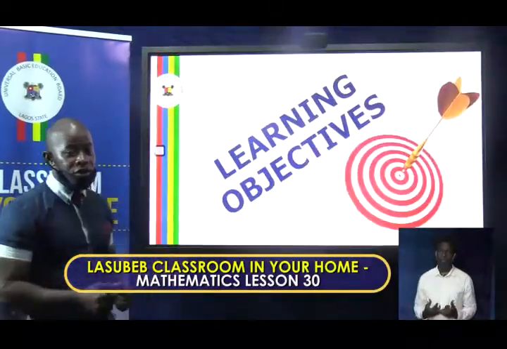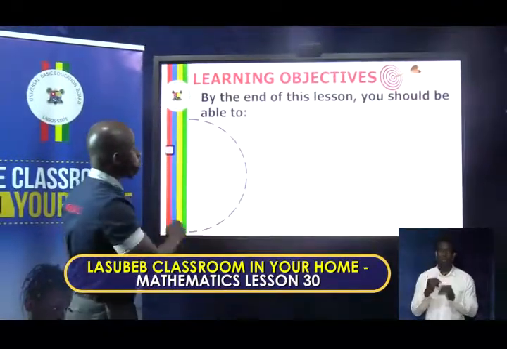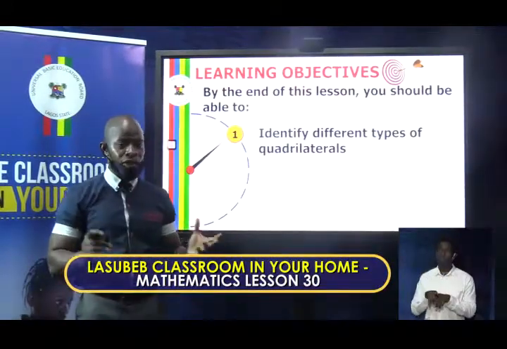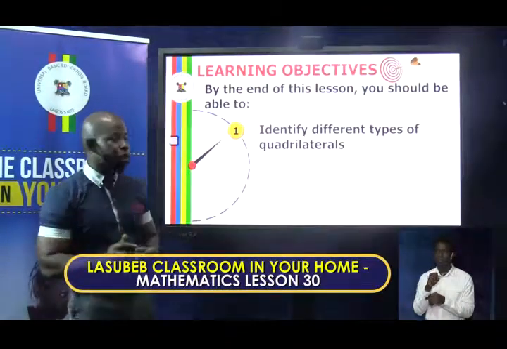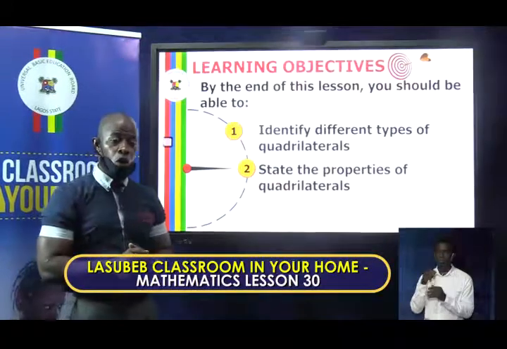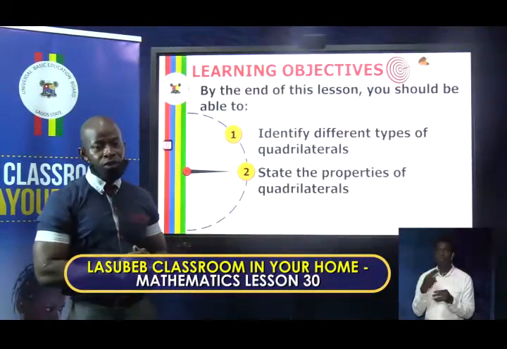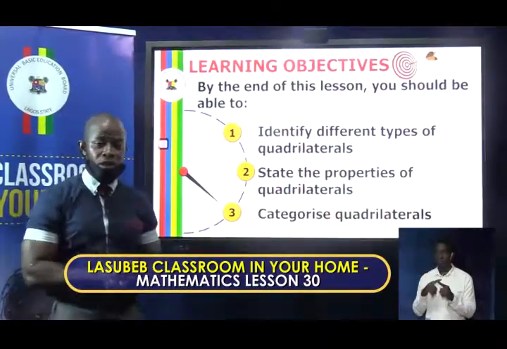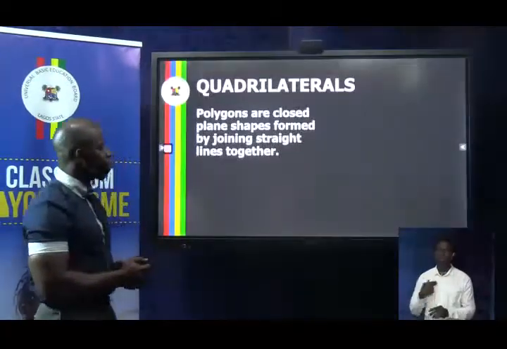Now we look at the learning objectives. By the end of this lesson, you should be able to identify different types of quadrilaterals. You should be able to see them and recognize that this is this, and that one is that. You should also be able to state the properties of each quadrilateral. If you name a quadrilateral, you must tell us how to identify it. Finally, you should be able to categorize quadrilaterals. So let's just move right into it.